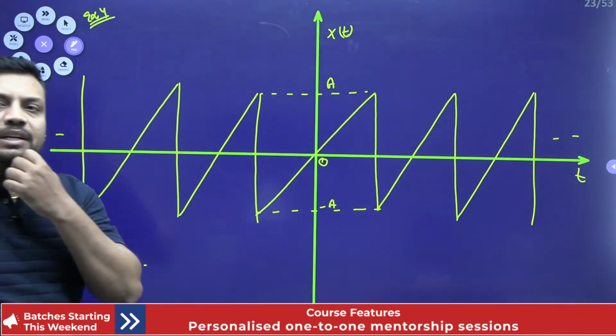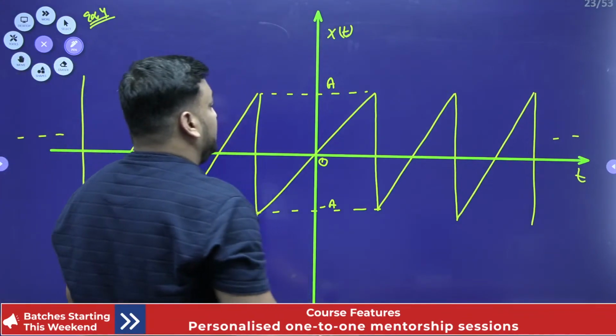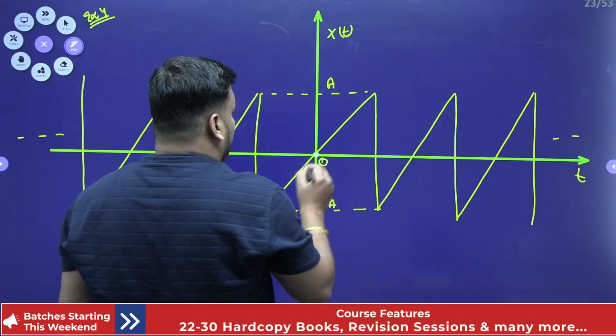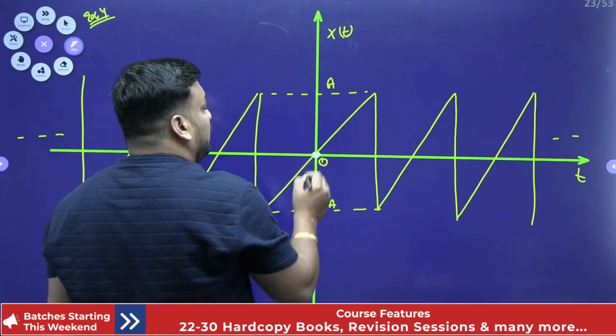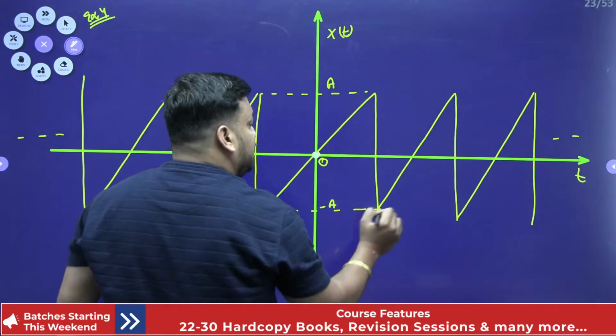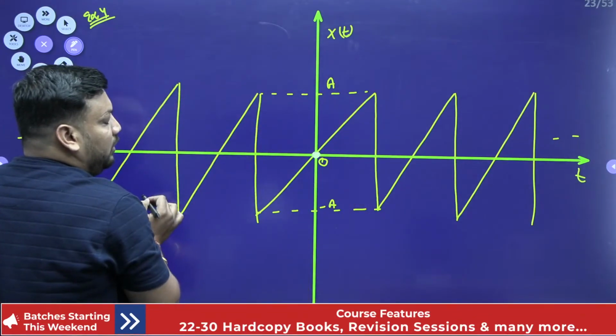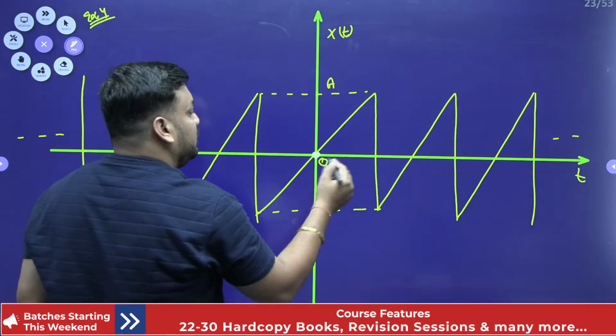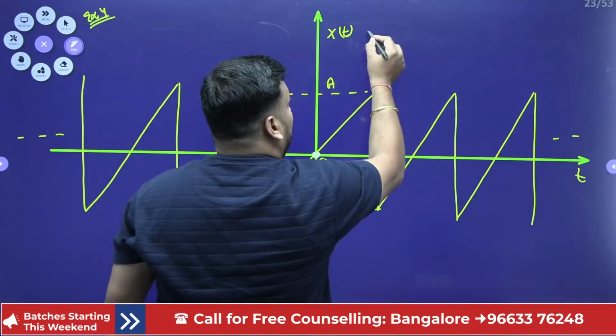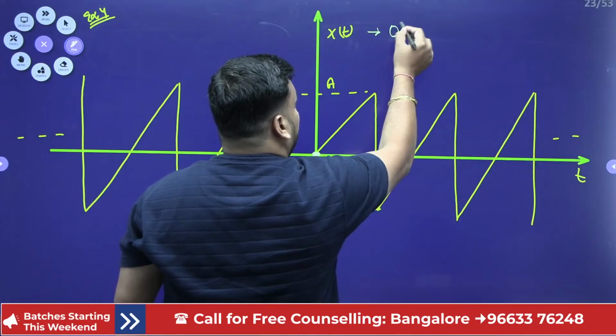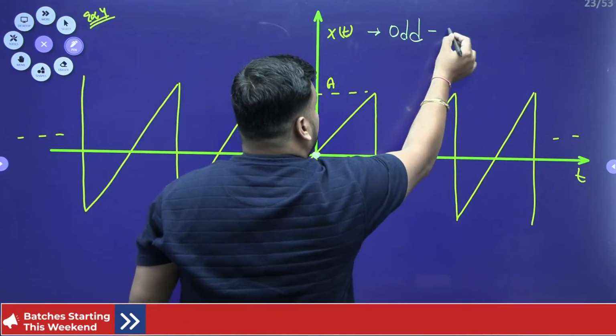Okay, Vedesh says that nano. Why nano, beta? The signal is odd signal for sure. Why odd? Because it is symmetrical about origin. Because after that this nature, and below that this nature, on the left hand side this nature. So the signal is symmetrical about origin. The signal is odd signal for sure.